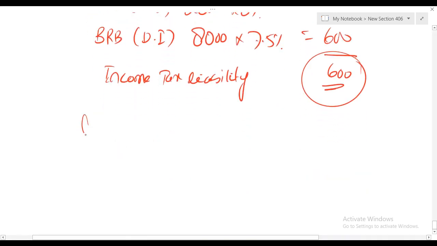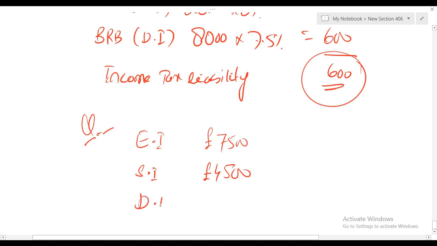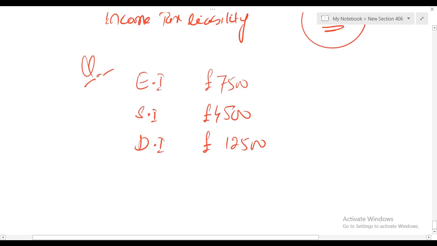So let me give you one more question, and I want you to try this question. Employment income of 7,500, saving income of, let's say, 4,500. I have dividend income of 12,500. And I want you to calculate income tax liability. And now I strongly believe you know the rule. The rule is pause, solve, and then unpause the video.